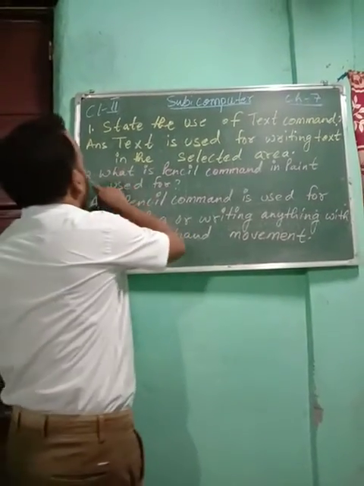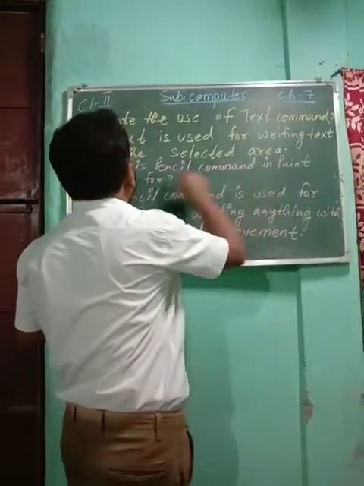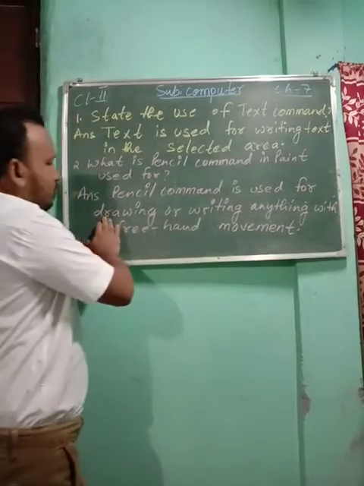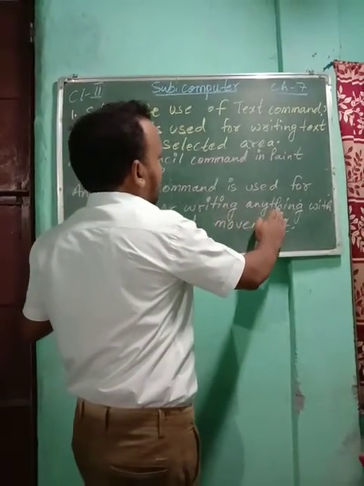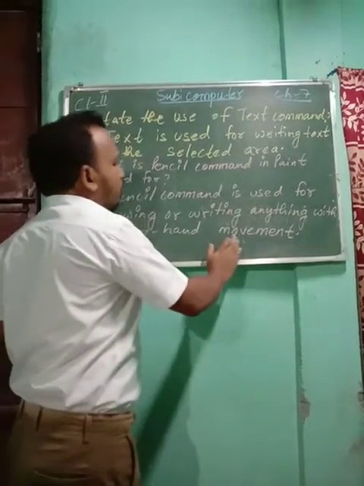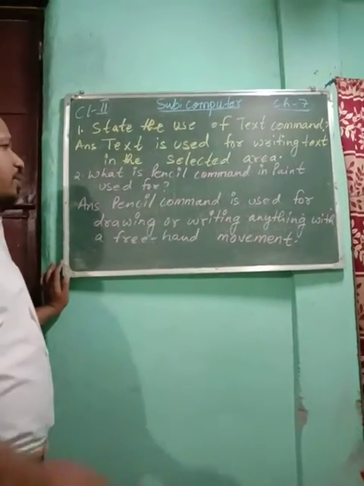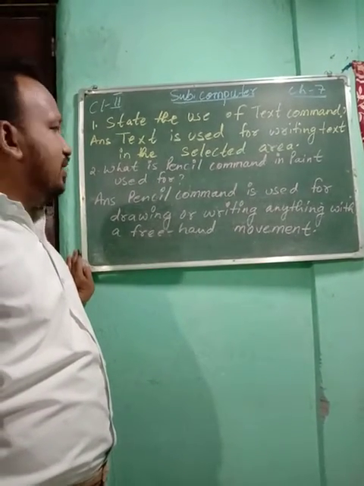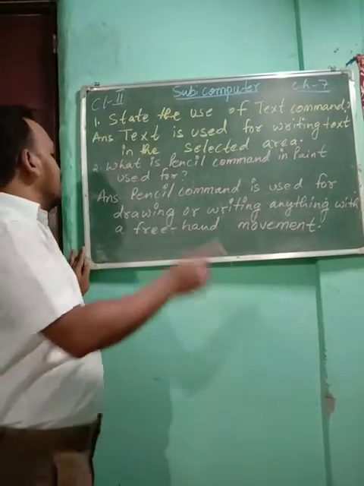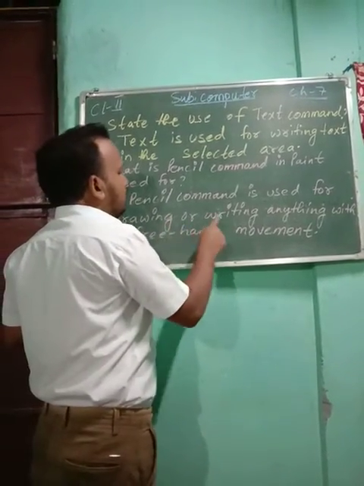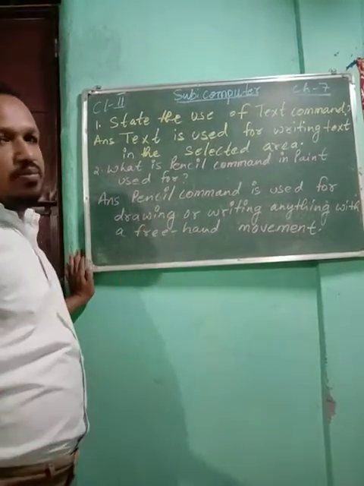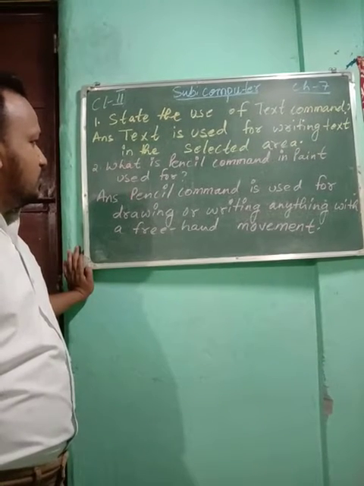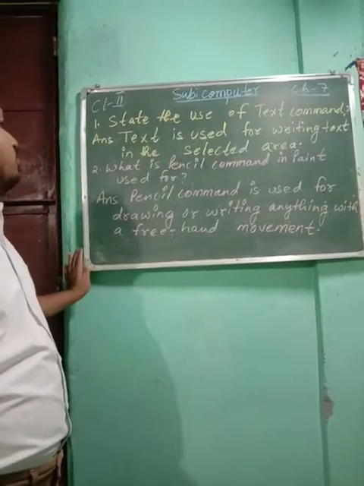So you see again, question number 2. What is pencil command in Paint used for? The answer is, pencil command is used for drawing or writing anything with a freehand movement. By using a pencil, after selecting it, you can make different drawings and you can use it for writing purposes. So this is your 1 and 2.